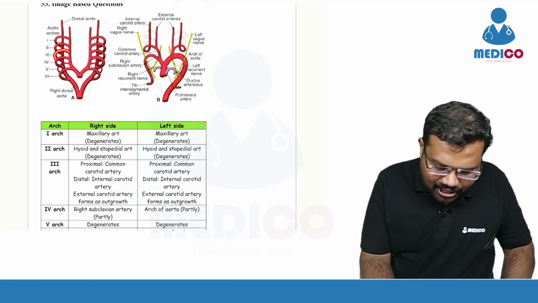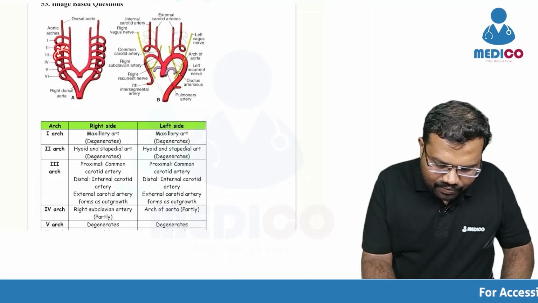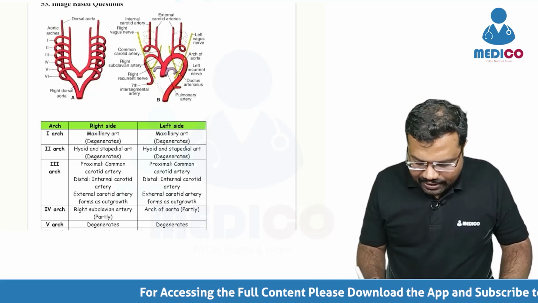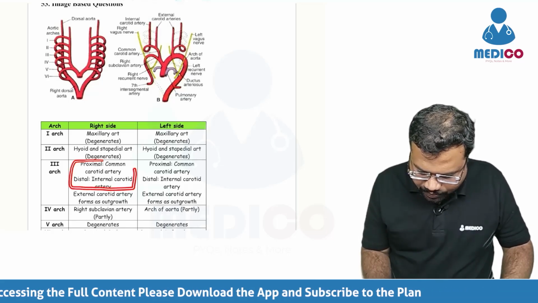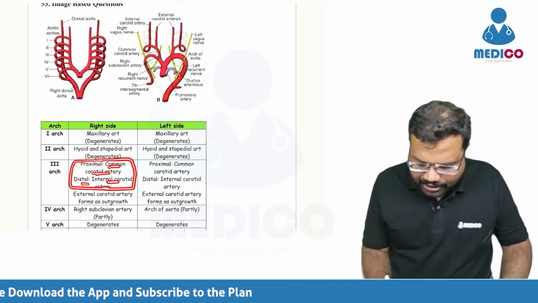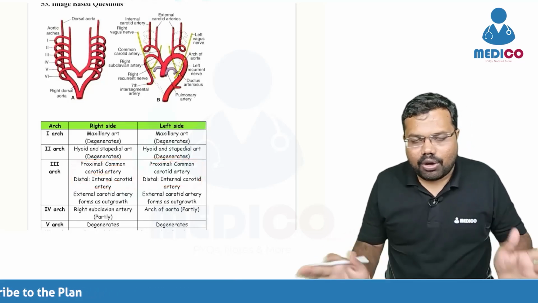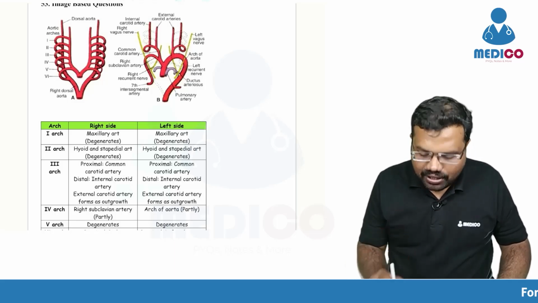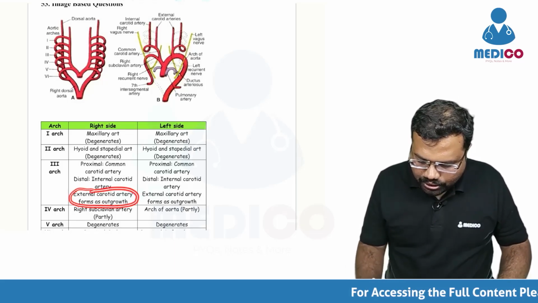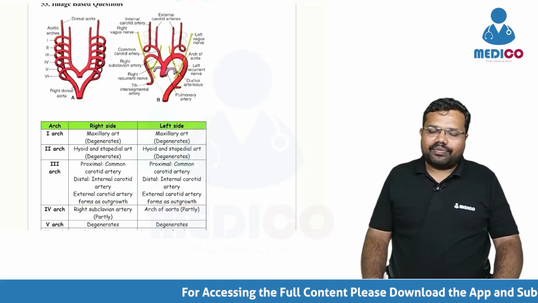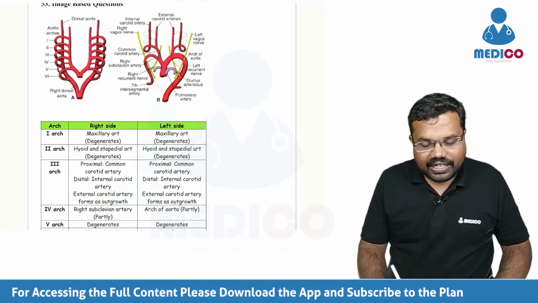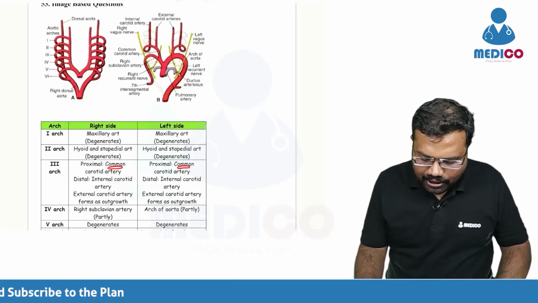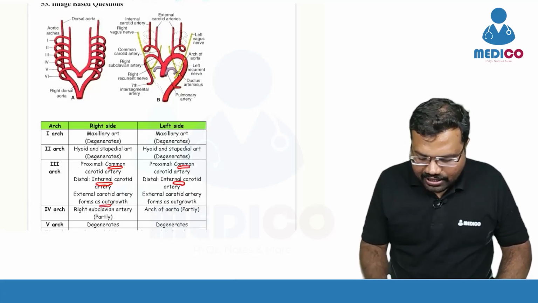Next, coming to the third arch artery. The initial or proximal part will form the common carotid artery, and the distal part will form the internal carotid artery, both on right side and left side. So there is common, right and left. Then what about the external carotid artery? The external carotid artery is not derived from the third arch, but forms like an outgrowth on both right and left side. So first arch maxillary degenerates, second arch hyoid and stapedial also degenerate. Third arch proximal will form common carotid, distal will form internal carotid, and external will form as an outgrowth.